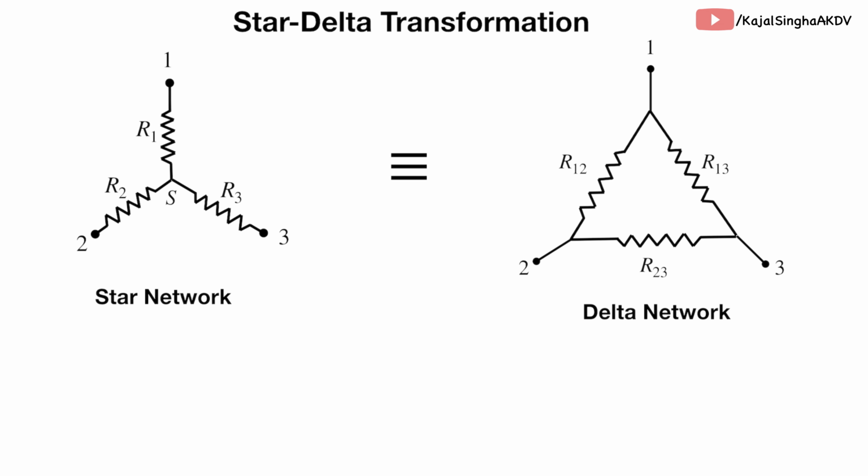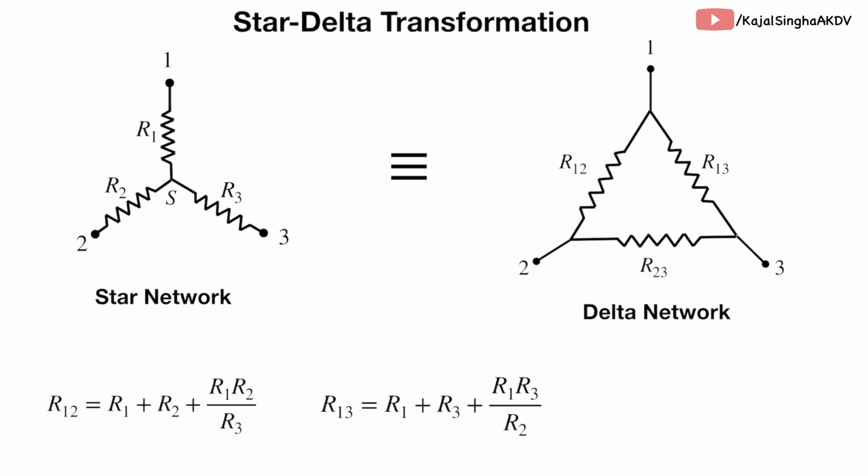Here the relation between the two sets of resistors are: R12 equals R1 plus R2 plus R1R2 by R3, R13 equals R1 plus R3 plus R1R3 by R2, and R23 equals R2 plus R3 plus R2R3 by R1. That is, if we know the values of the resistors R1, R2 and R3, we can find the values of the resistors R12, R13 and R23 for the delta network by this relation.